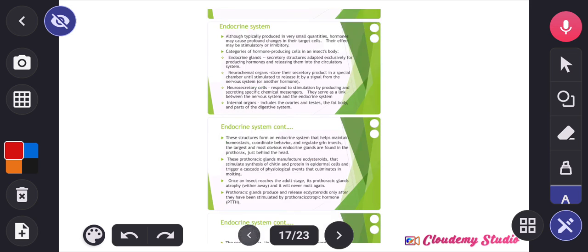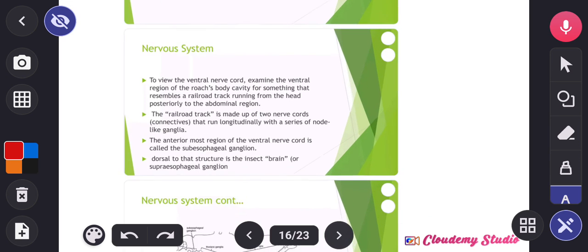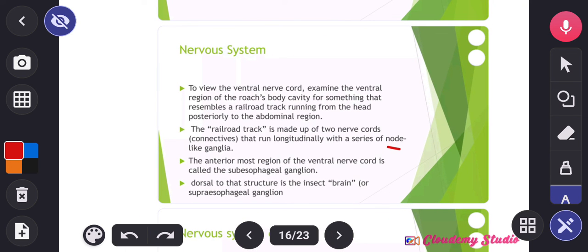Now, we are going to talk about the nervous system shortly because we don't have much time. Now, the nervous system of insects. To view the ventral nerve cord, examine the ventral region of a roach body, which is a cockroach body cavity, for something that resembles a railroad track running from the head posteriorly to the abdominal region. And this railroad track is made up of two nerve cords that run longitudinally with a series of node-like ganglia.